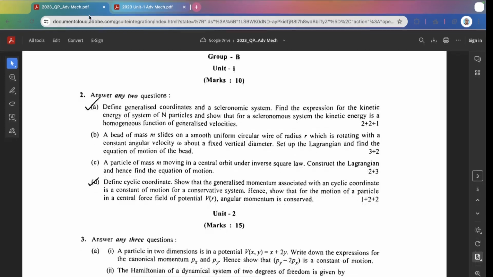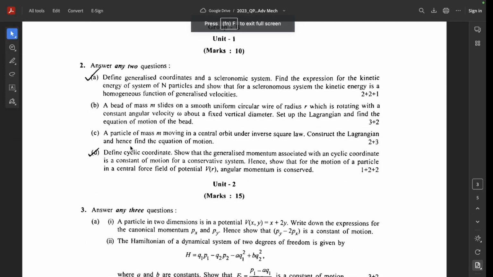Next question 2c. A particle of mass m moving in a central orbit under the inverse square law. Construct the Lagrangian and hence find the equation of motion.